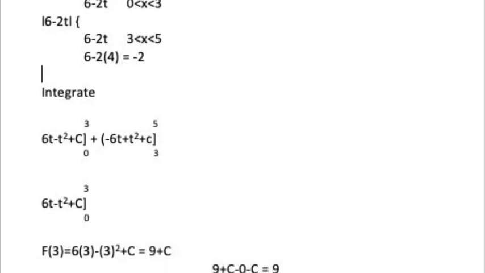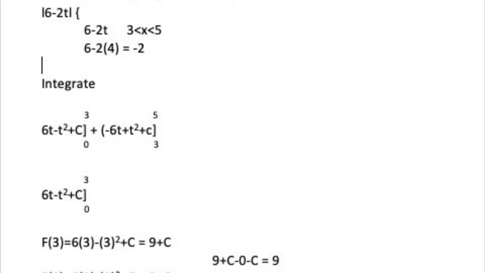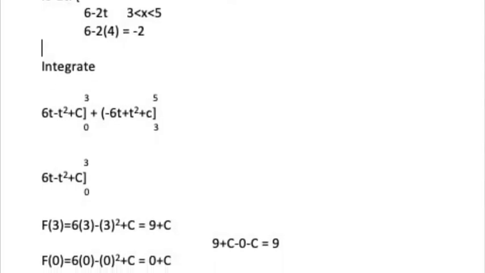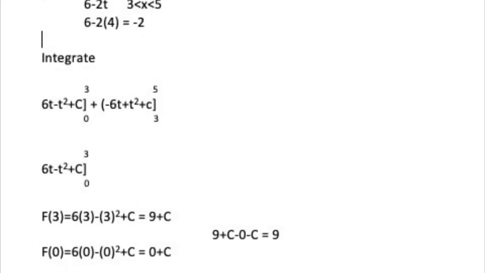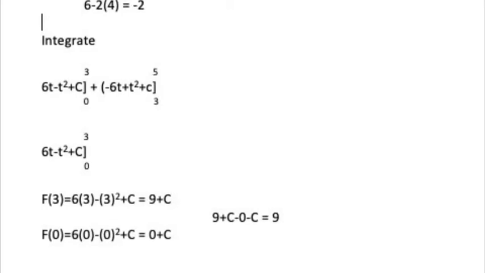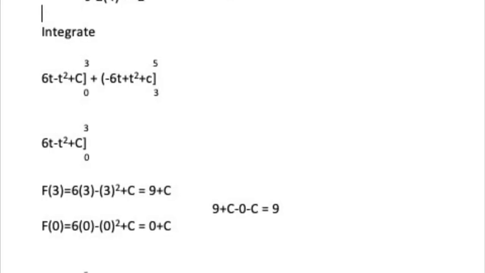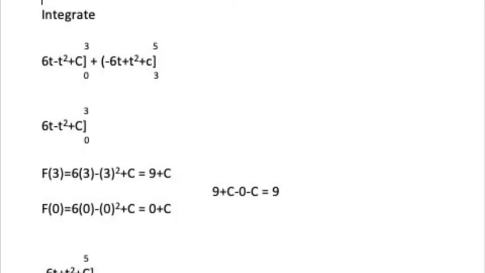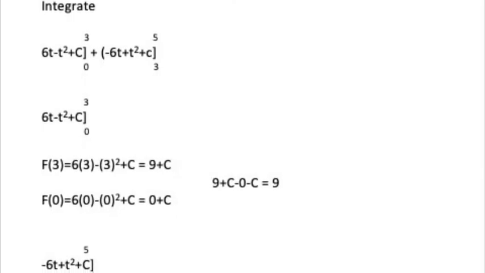Then we substitute the values with t, and we know that f of b equals 9 plus constant. Then we have to do the same process with f of a. After doing it, we know that f of a equals 0 plus constant. Then we have to subtract b minus a, so we got 9.